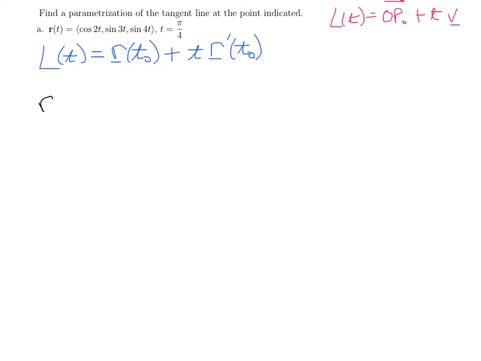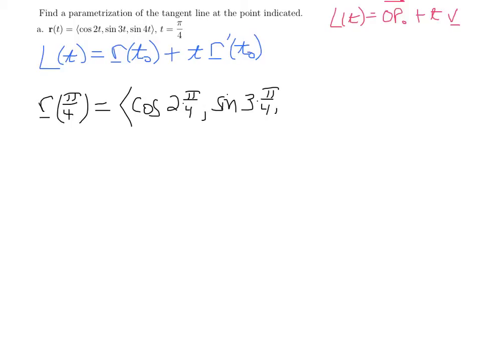So t naught in this case is pi over 4. So let's first evaluate the path at pi over 4. There's our path, and then we'll evaluate r prime at pi over 4. So I'll take that derivative in a moment. So r at pi over 4 means I have to take the cosine of 2 times pi over 4, comma, sine of 3 times pi over 4, comma, sine of 4 times pi over 4.